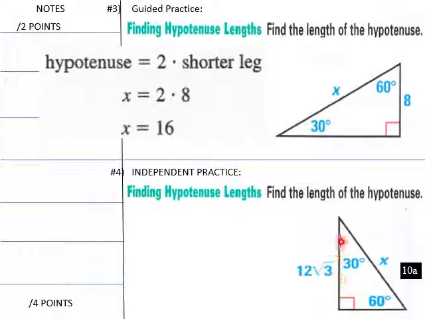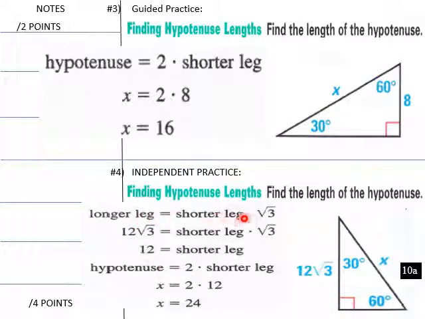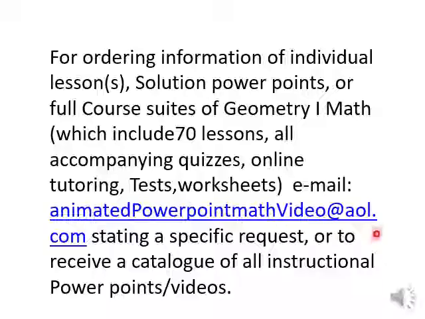And then here, our short leg is here. We do know our long leg here. So our longer leg equals shorter leg times square root of 3. 12 times square root of 3 equals short leg times square root of 3. So we know our short leg is 12, and then our hypot is 2 times 12. It would be 2x. This would be our x here. 2 times x for our hypotenuse, which would make this 24 for this one.